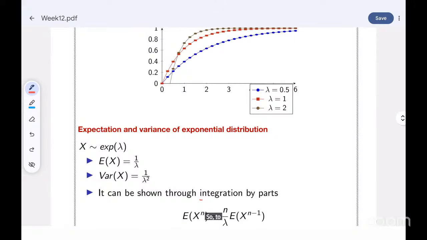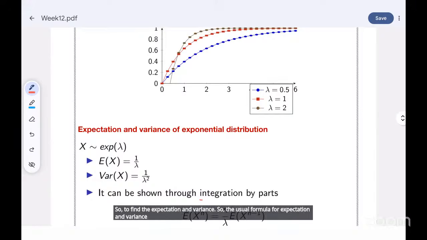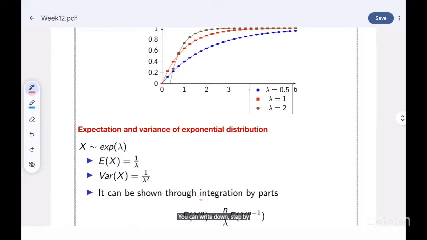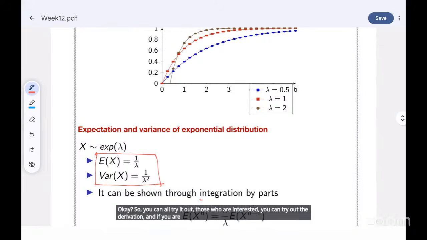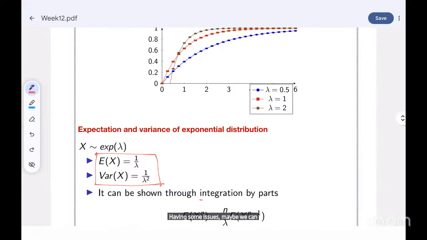So to find the expectation and variance, the usual formula for expectation and variance, you can write down step by step. It's just that the computations are going to take some time. Okay. So here, this is the expectation and variance of an exponential distribution. So you can all try it out. Those who are interested, you can try out the derivation. And if you are having some issues, maybe we can discuss during the doubt session as well. Okay.